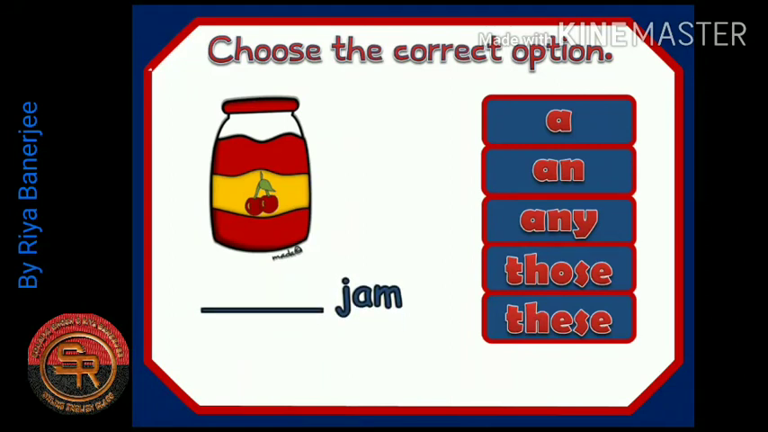Next example. Choose the correct option. Dash jam. Can you count it? No, we cannot count. The options are a jam, an jam, any jam, those jam, these jam. Well, this is showing only one jar. So if it's one jar, any jam. Okay, any jam.